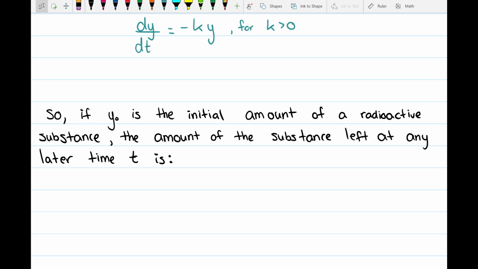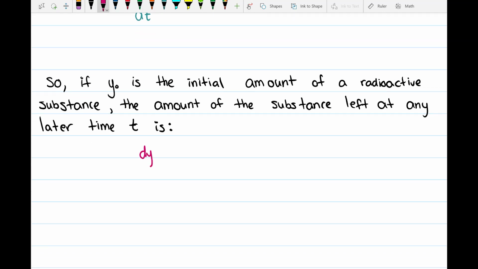We're going to determine an equation to determine how much of the substance is left when given an initial amount. So I'm going to have dy/dt is equal to negative ky. And so what I want you to do is find a general solution to that equation. Alright, so let's see if we did it right.